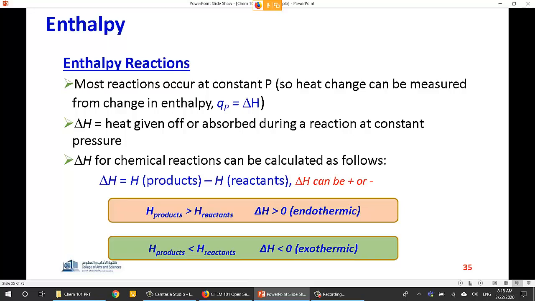So if the enthalpy of the products is bigger than the reactants, then you have an endothermic reaction. That means delta H is bigger than 0. And if the enthalpy of the reactants is bigger than the products, then you will have an exothermic reaction, where delta H is negative.